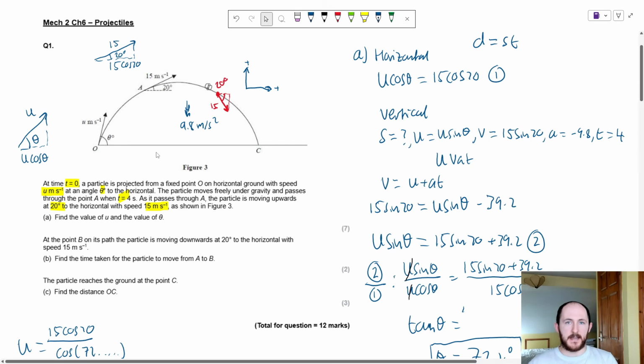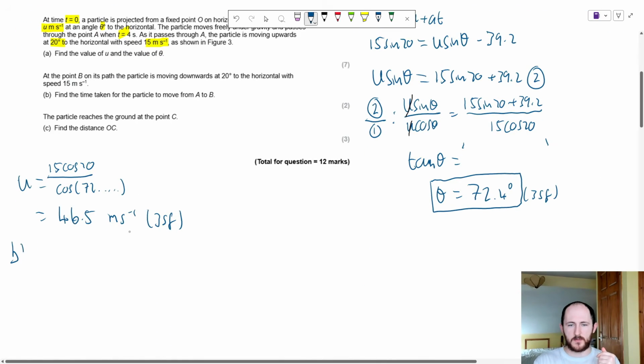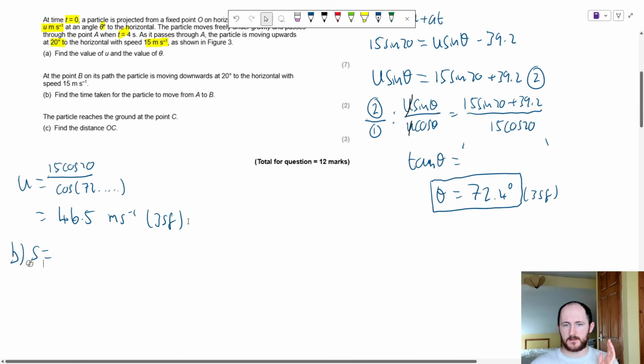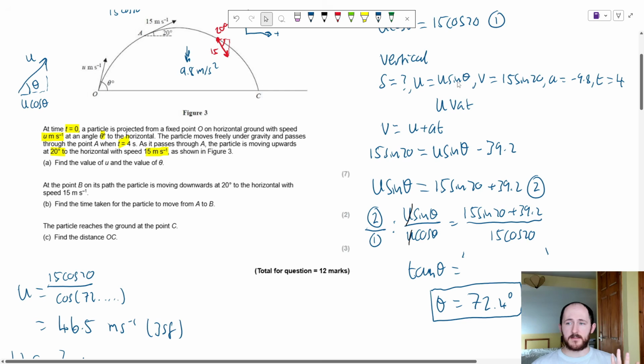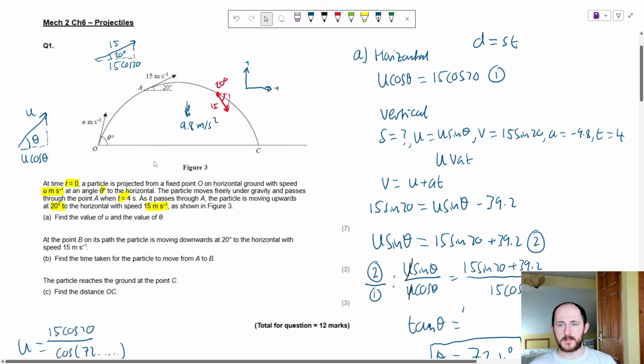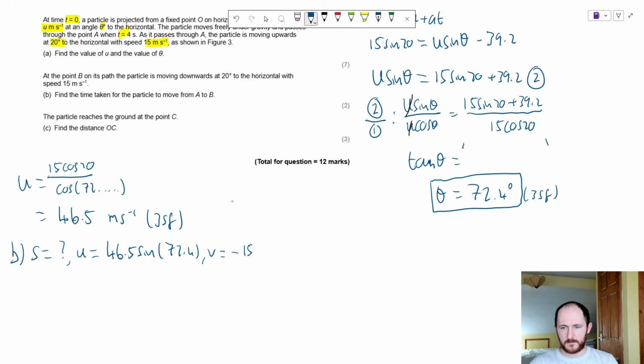So we can use SUVAT again. And once again, I'm going to take upwards as positive. So what's our initial? And then do all the normal stuff, right? S equals, it doesn't say we need that, so I'm not going to bother working that out. So don't know, don't care. U is now equal to, sure, U sine theta. We do technically know what that is. So 46.5 sine 72.4. The final velocity is negative because it's going downwards. And we're looking vertically, so 15 sine 20. A is negative 9.8, and T is the thing we're trying to work out.